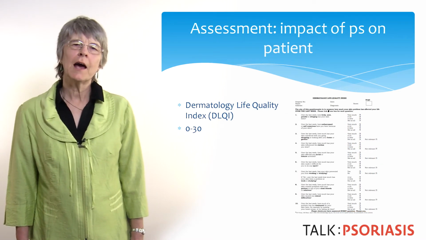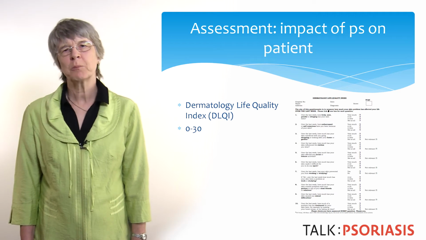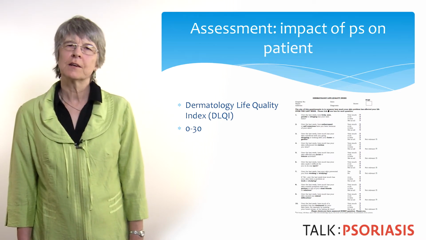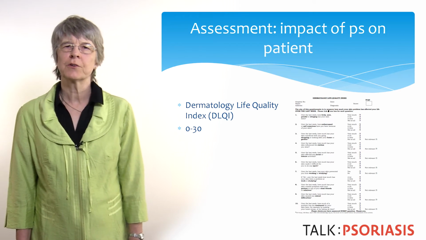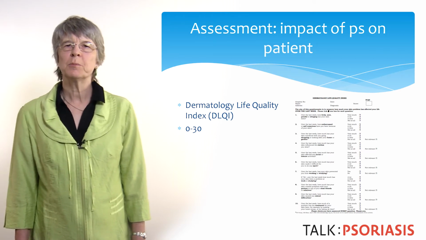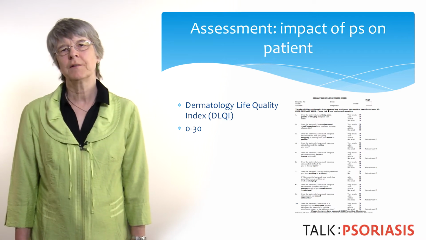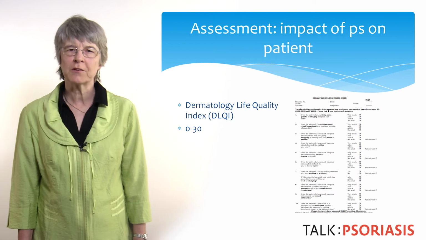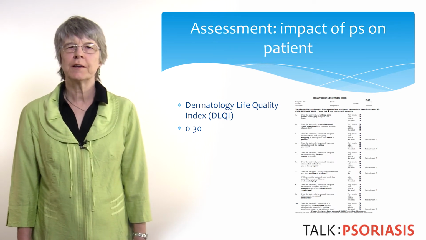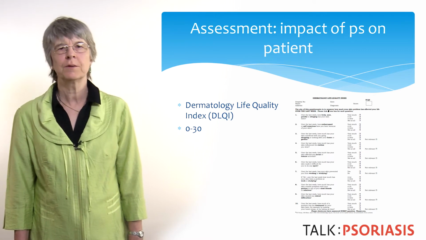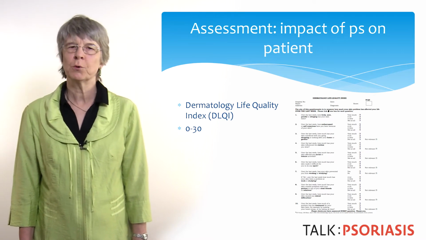Most importantly, how does the psoriasis affect the patient? The Dermatology Life Quality Index is a series of 10 questions that assess this. If the patient has a score of 0, they're not bothered by their psoriasis at all. If they have a score of 30, that's the maximum score. Generally, the DLQI and the PASI match. So a PASI of 12, a DLQI of 12 is what you'd expect.